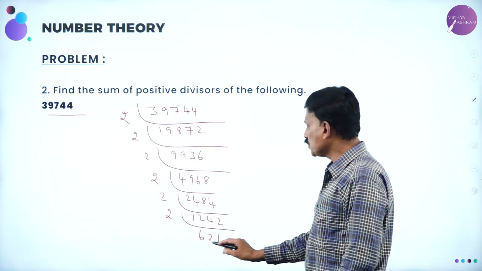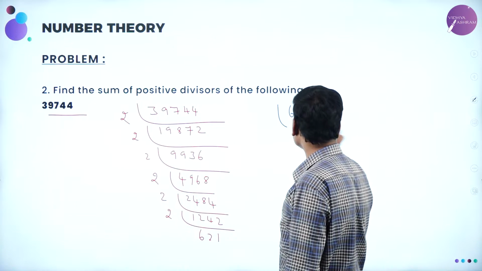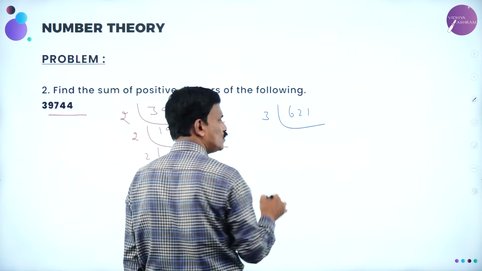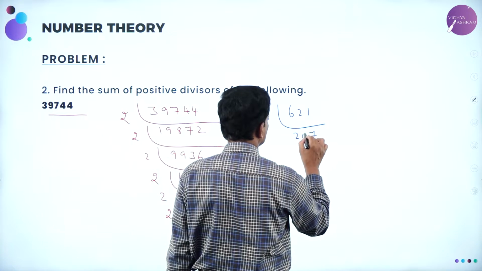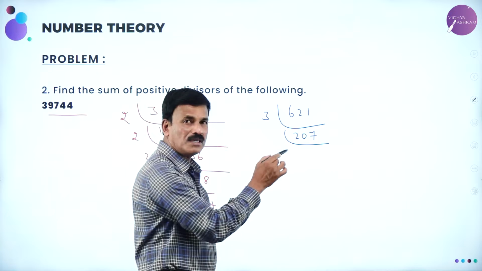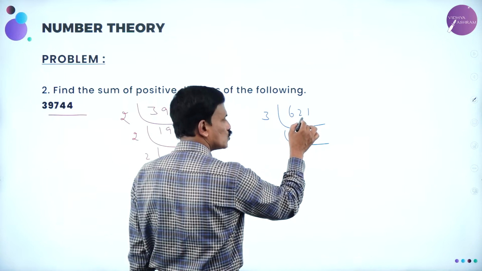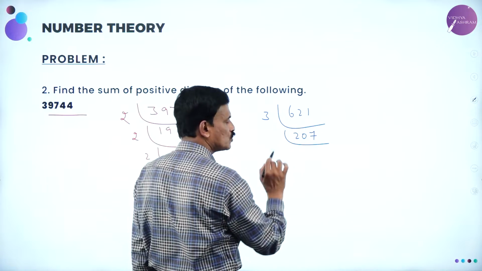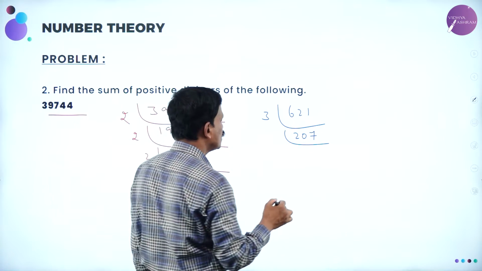This 621 cannot be divisible by 2. So I will divide this 621 by 3. So that is 3 twos are 6, 0, 3 sevens are 21. So if you divide by 3, 3 twos are 6, 0, and 21 is a remainder, 3 sevens are 21. So 207 into 3 is 621, you will get definitely.